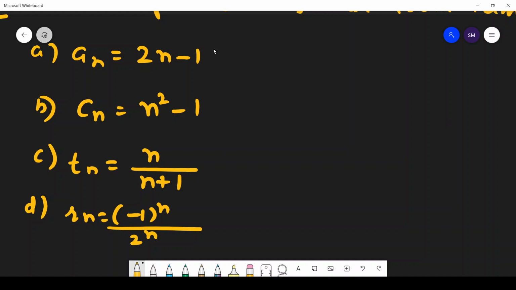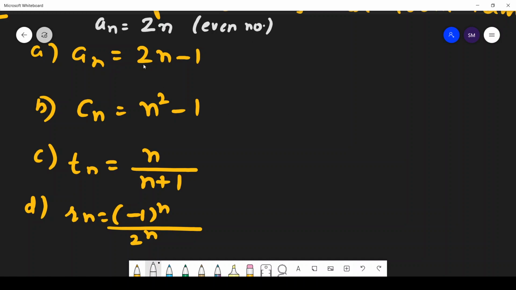So what are the first 5 terms? Students, I am telling you that this is one of the ways to write an even number. What was the way to write an even number? Yes, 2n, right? This is how we write an even number, okay?